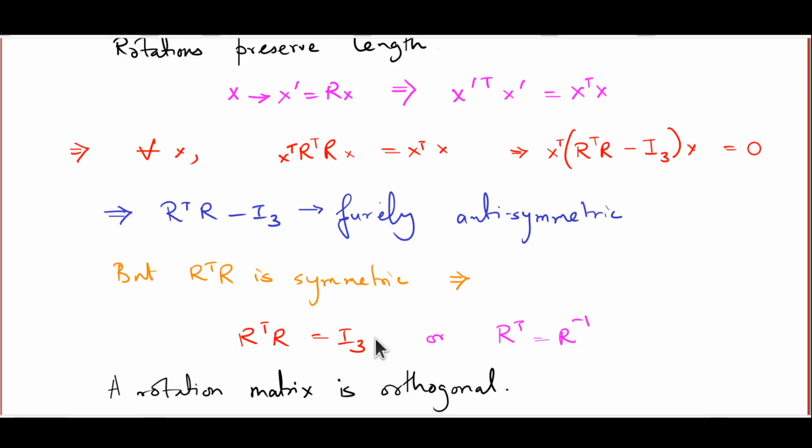However, the converse is not quite true. If you give me any 3 by 3 orthogonal matrix, that does not necessarily stand for a rotation. And the reason is the following.